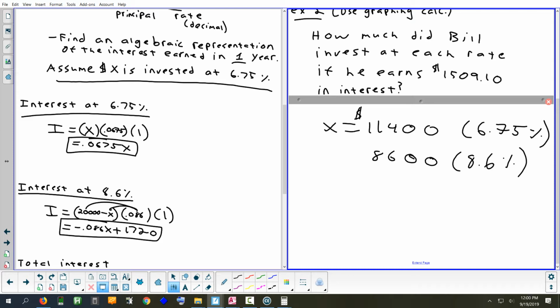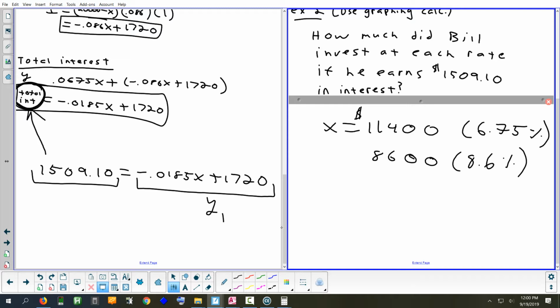Now you didn't have to use a calculator to do this last part. You definitely could just solve this equation by hand. Just subtract 1720 to the other side, and then divide by negative 0.01. But I wanted to use a calculator.